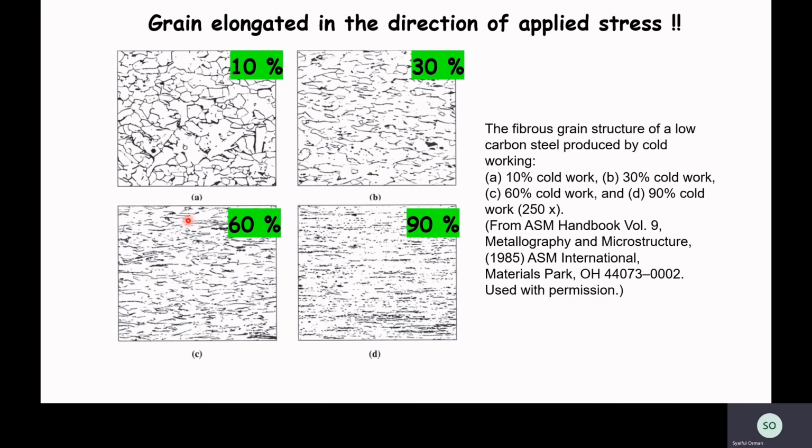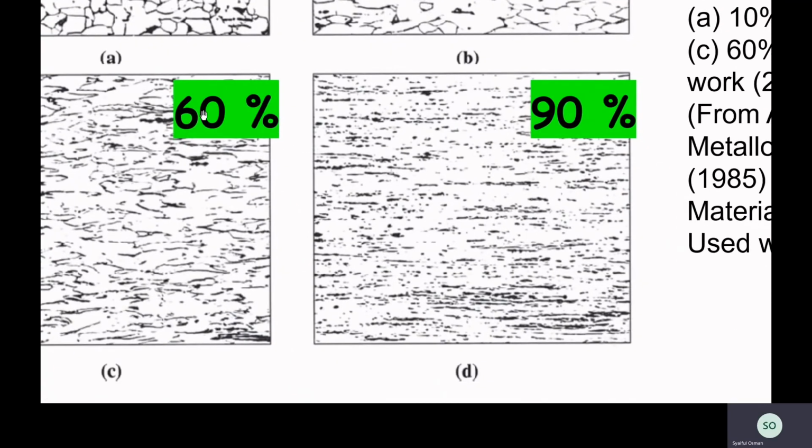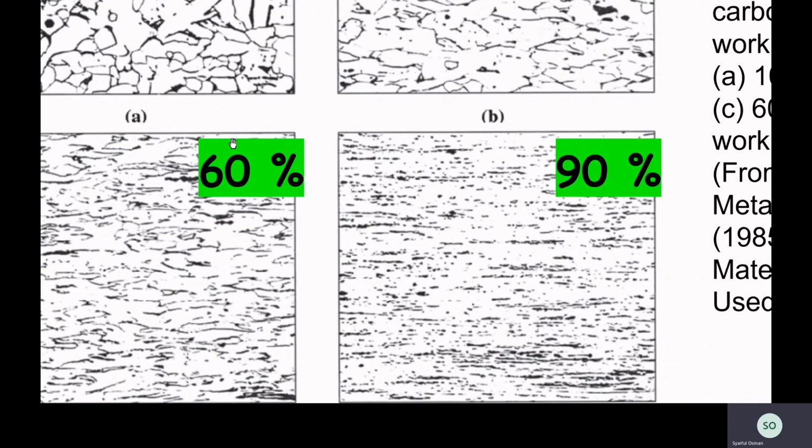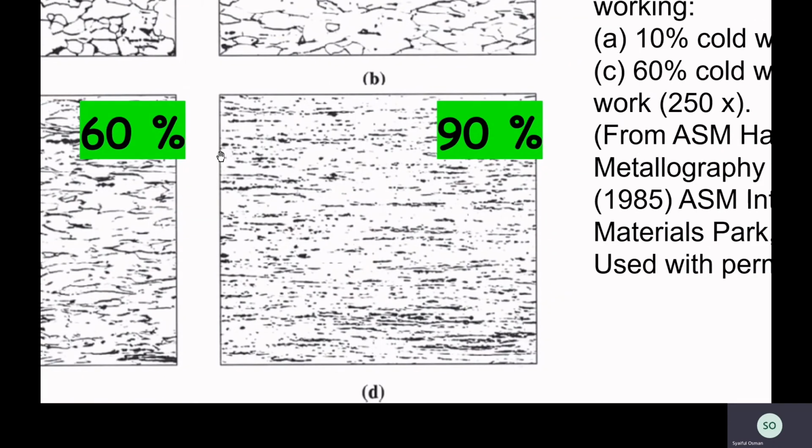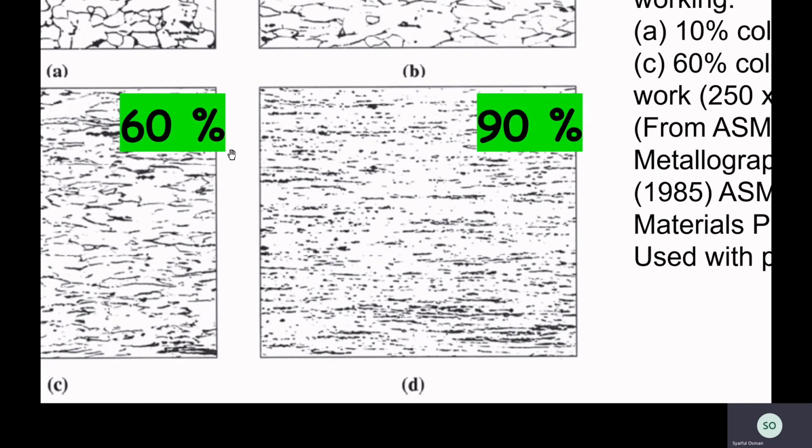And here are some examples of fibrous grain structure of a low carbon steel produced by cold working. We can see here that during plastic deformation, using cold or hot working, a microstructure that consists of grains elongated in the direction of applied stress is often produced. Here we can see the change in the grain structure from 10% cold working up to 90% cold working. From 10% to 90%, the grains are severely elongated in the direction of the applied stress. At 90%, we can barely see the grains anymore because the grains have become too elongated.